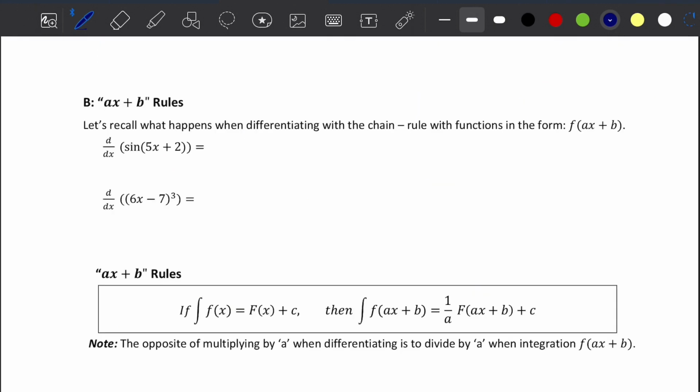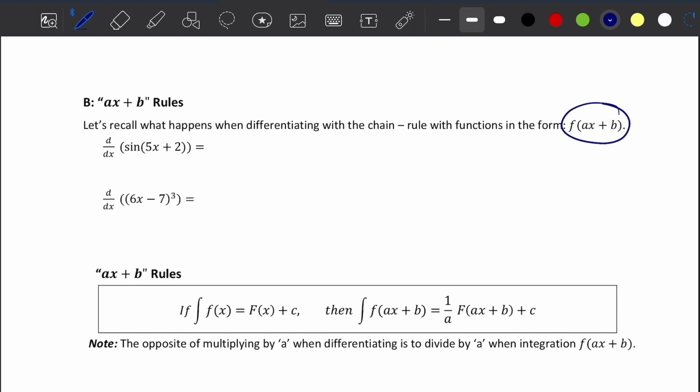Then let's talk a little bit more about the integration rules. Here we have the ax plus b rule, which is the rule that we can use to integrate the cases where we use the chain rule to differentiate. It means we use the ax plus b rule to integrate functions that are in the form of a composite function.